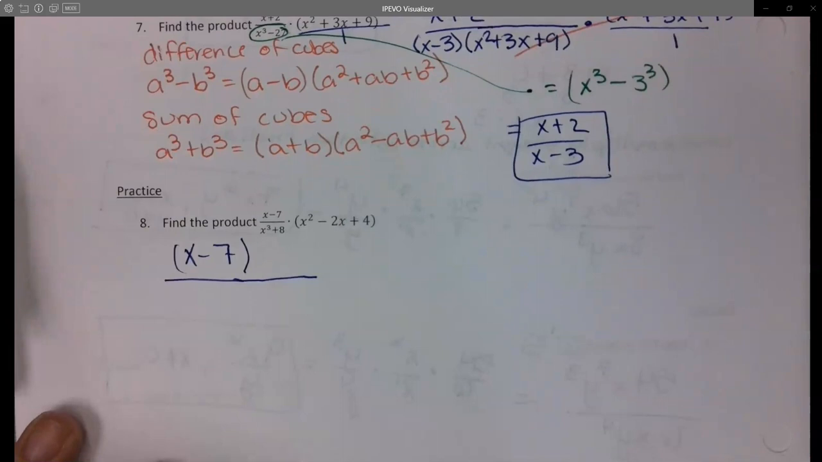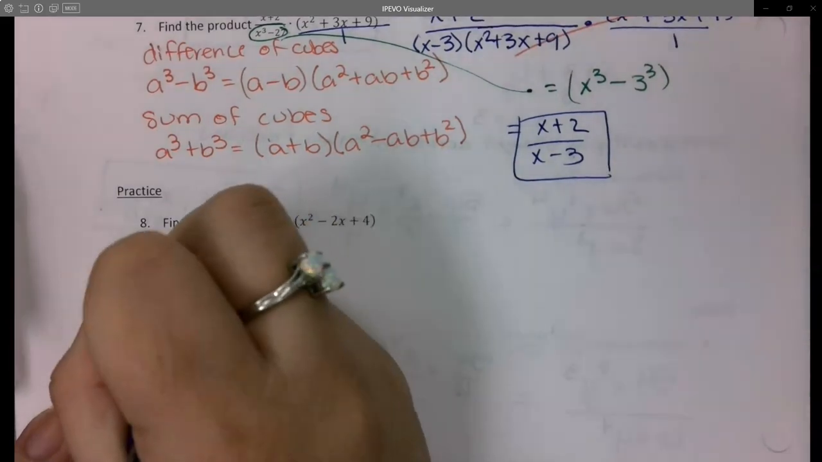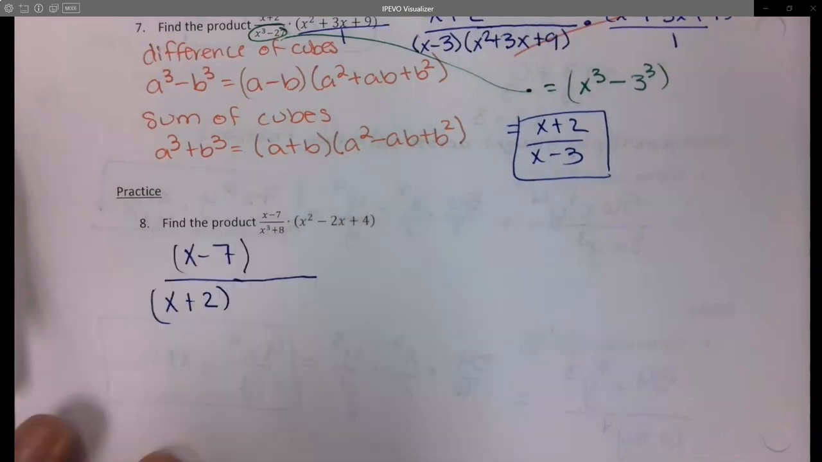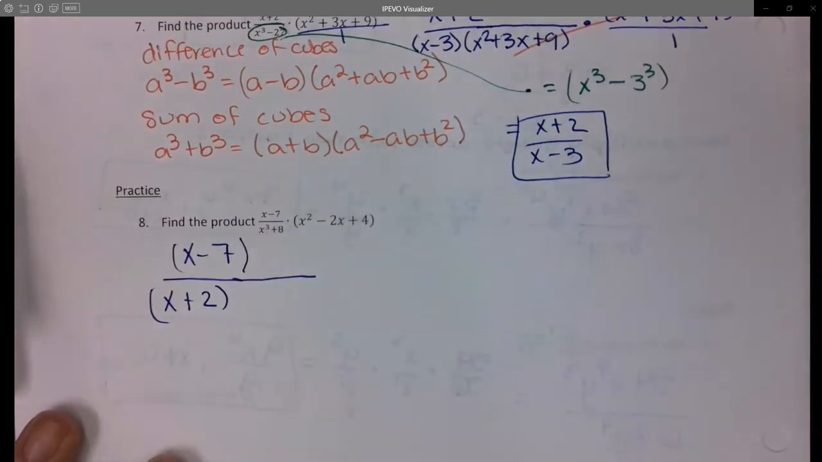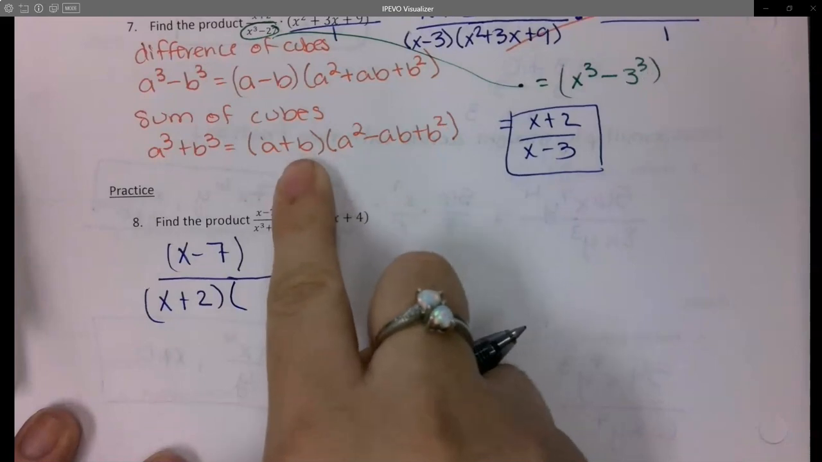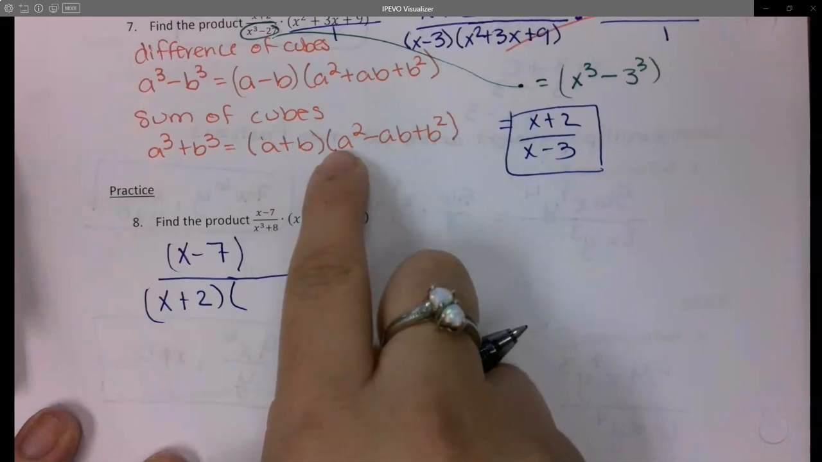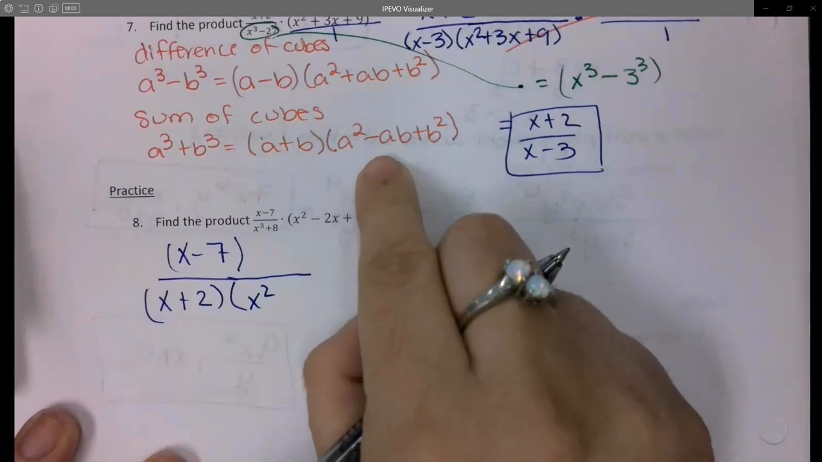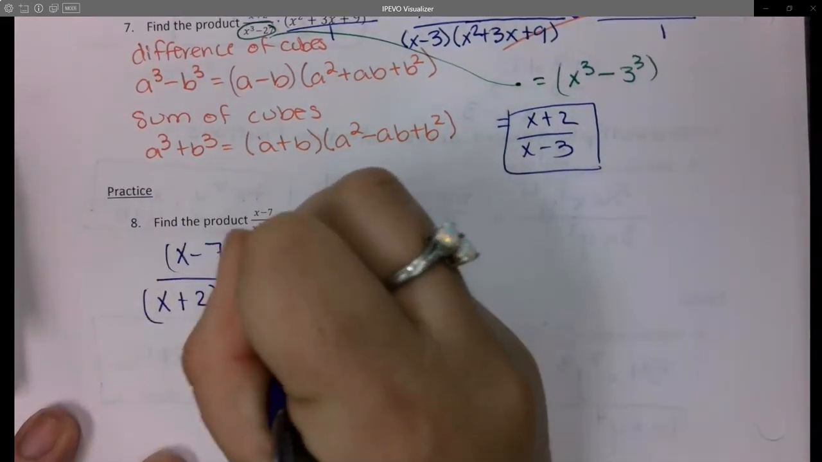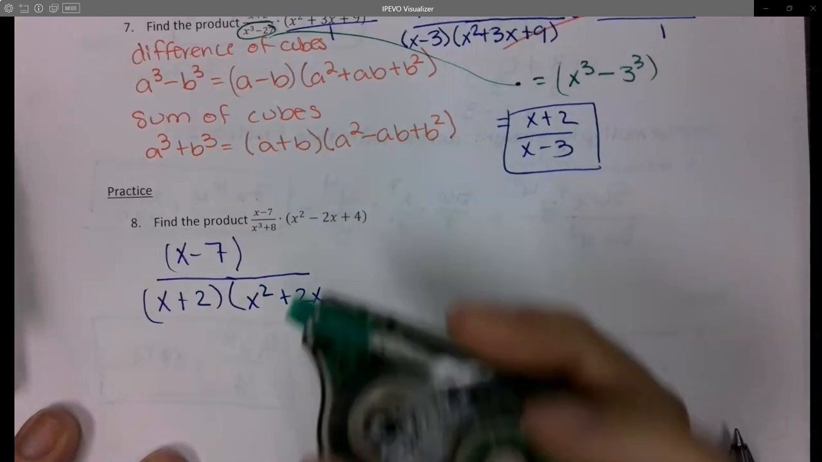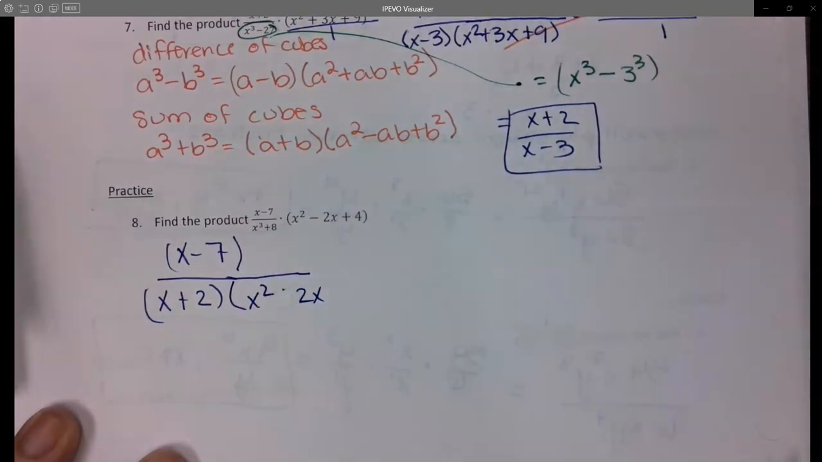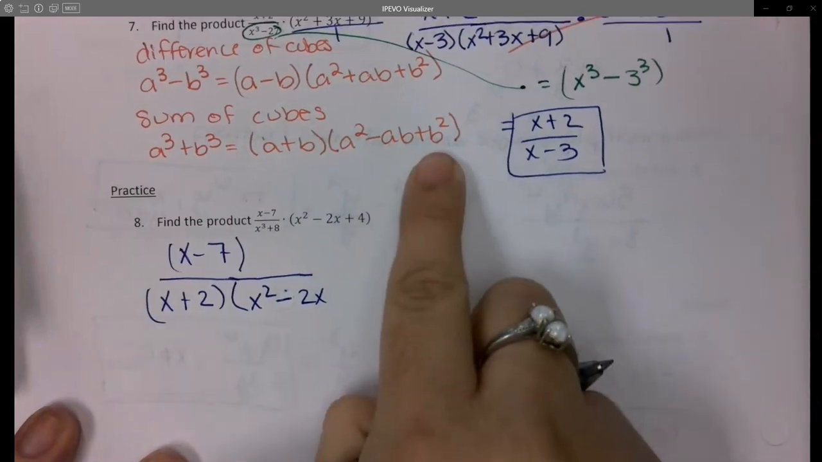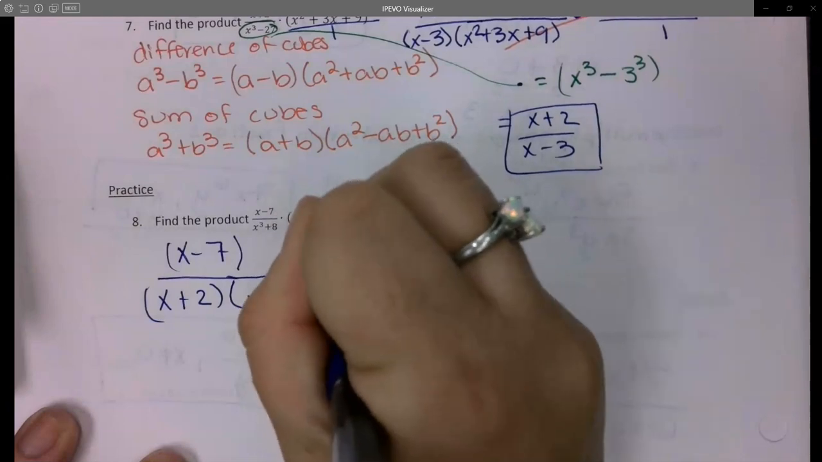What's the cube root of 8? So I'm going to have X plus 2 in my first one. And then I'm plugging into the sum of cubes, which is the bottom equation I wrote right here. So that's X plus 2. And then I'm going to have X squared minus A times B. So 2 times X. I said minus, and then I wrote plus. Okay. And then plus B squared. So 2 squared is 4.